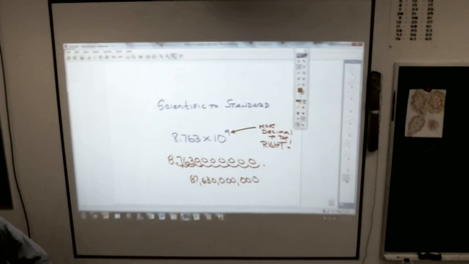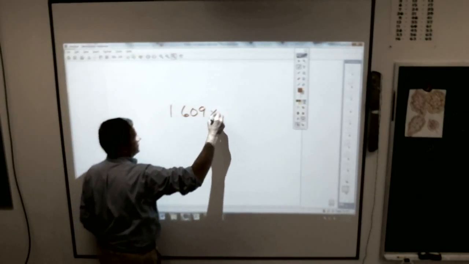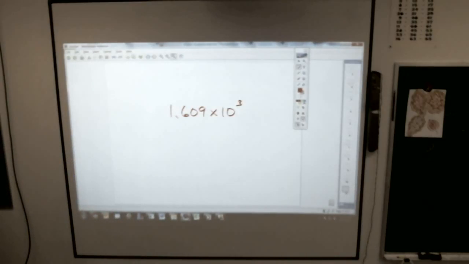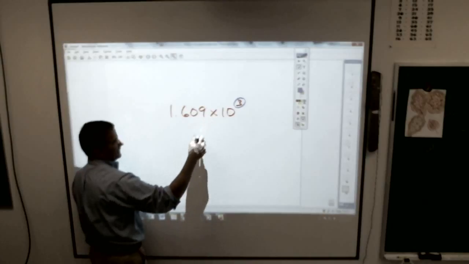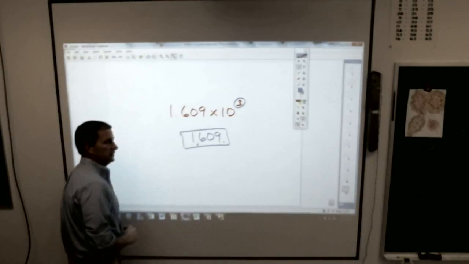How about this one? 1.609 times 10 to the third. What would that be in standard notation? Because it's in scientific notation, what would it be in standard notation? 1.609 times 10 to the third is, moving that decimal, Evelyn? 1,609. Correct. This little 3 tells you move the decimal 3 places to the right. If you do that, it ends up at the end of the 9, so it's just 1,609.